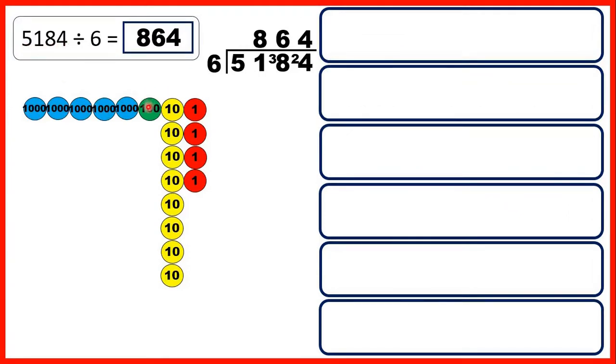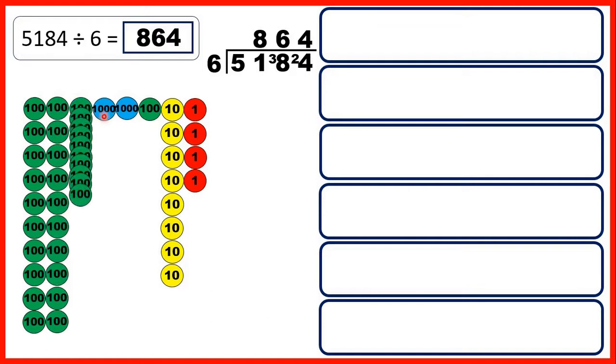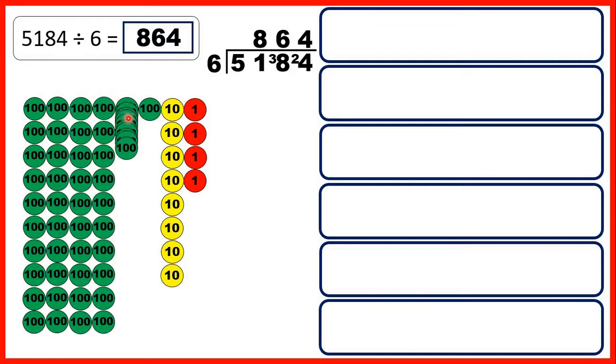Then we had 5,184, so there's 5 thousands, 1 hundred, 8 tens, and 4 ones. We're dividing by 6, so we need to share these place value counters out between our 6 groups. We can't share out our 1,000 place value counters because we only have 5 of them, but we have 6 groups, and with division we need to make groups of the same size. But we can exchange each of our 1,000 place value counters for 10 hundred place value counters, and that gives us 51 hundreds, 5,100 place value counters altogether.